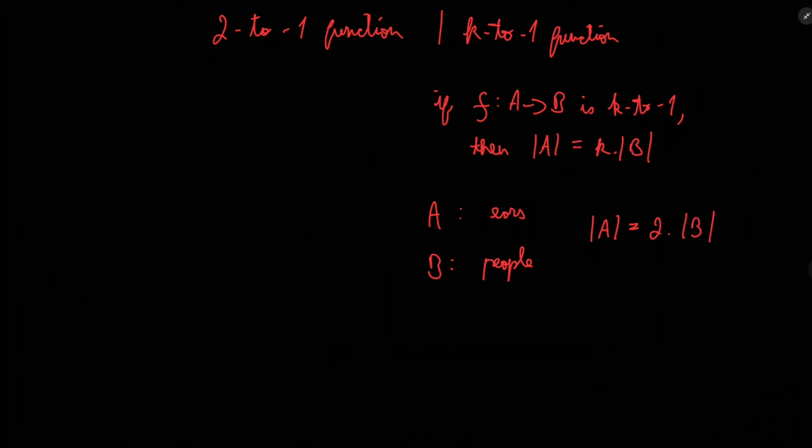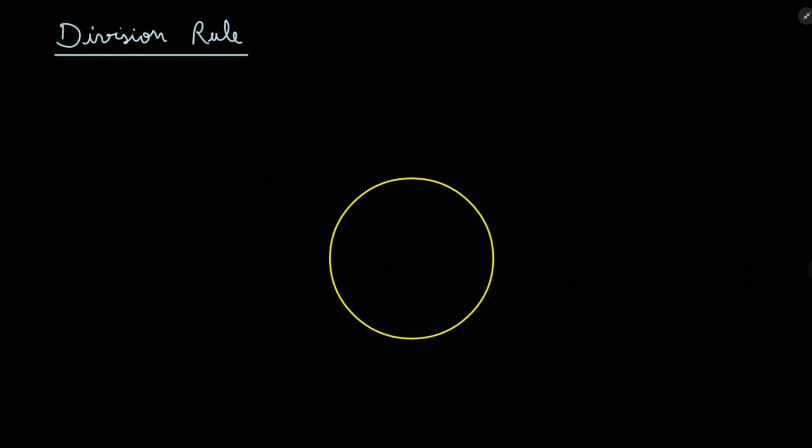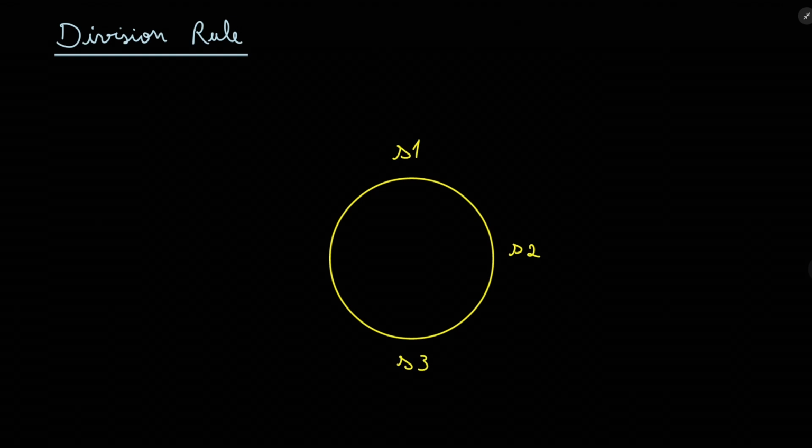Since what we want to know is the size of people, we can say that the size of B equals the size of A divided by 2, which is exactly what we did, right? We got the number of ears and divided them by 2 to get the number of people. Now let's take a look at a less silly example. Suppose we want to count the number of ways to seat 4 students around a circular table. So we have students S1, S2, S3, and S4.